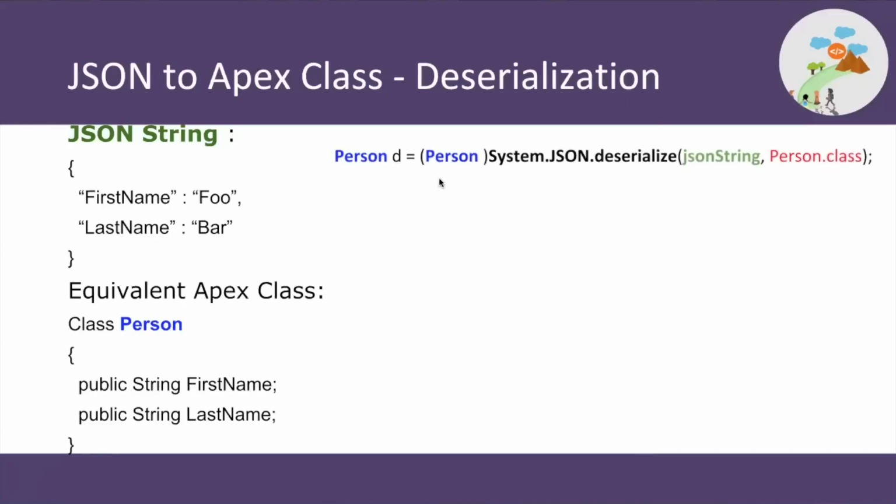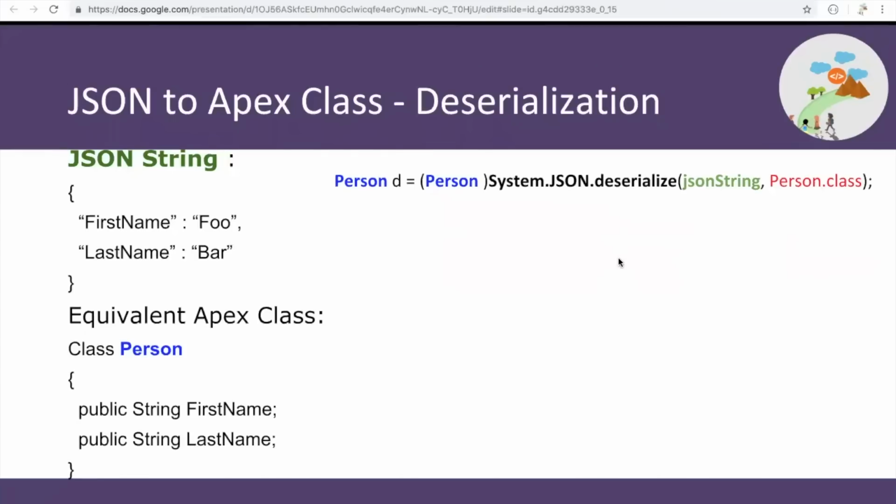So here, if you have this string, let's assume, and you want to convert this JSON string to this class, all you have to do is use the existing method, which is System.JSON.deserialize. Provide your JSON string, in our case this is the JSON string content, and all you have to do is person.class. So let's see a quick demo here.